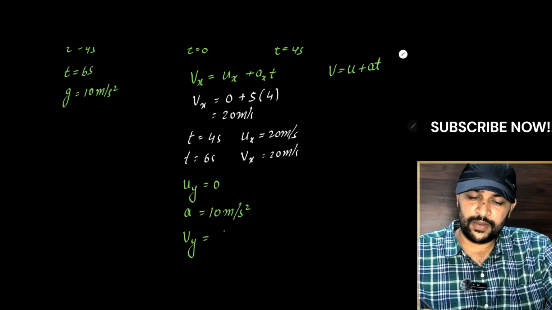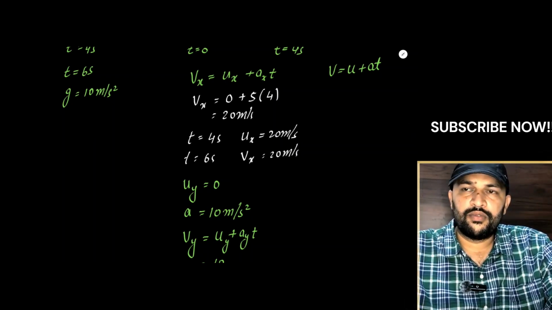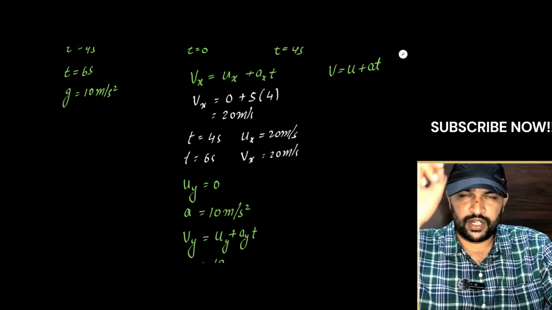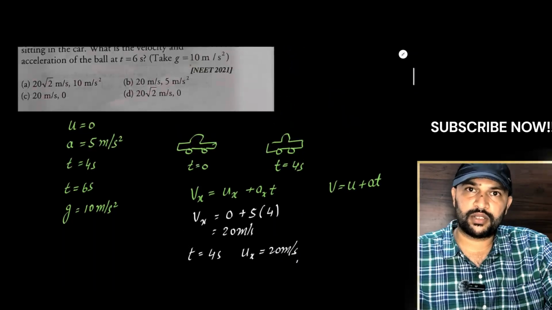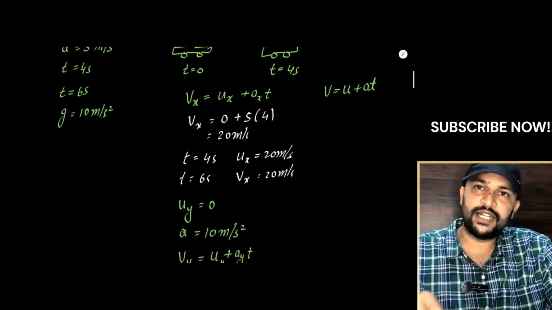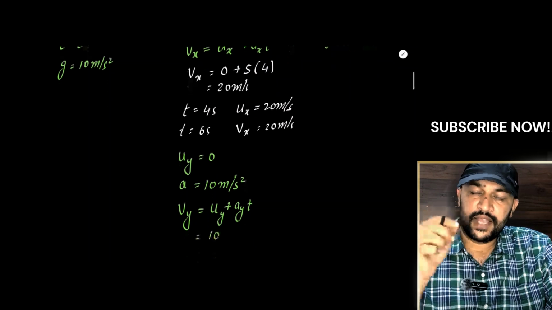So Vy in the downward direction will be uy plus ay t, right? And what is our acceleration? Acceleration is downward 10. And what will you take the time as? See, we are throwing it at 4 seconds, and when it is falling down, t will be 2 seconds more, right? Because they have said 6 seconds. Let's go back to the question. The question says, what is the velocity and acceleration at t equal to 6 seconds? So we are focusing on when it is falling down. So it is in the air for 2 seconds.